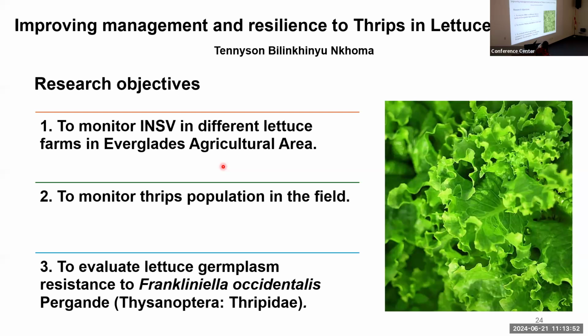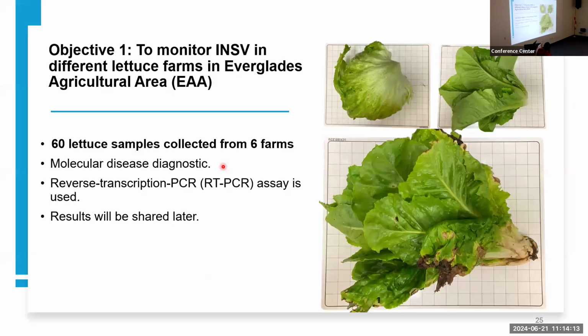The first objective is to monitor impatiens necrotic spot virus in different lettuce farms in the Everglades Agricultural Area. The second objective is to monitor thrips population in the field. While the third objective is to evaluate lettuce germplasm resistance to Frankliniella occidentalis, which is the vector. So today I'm going to present only the first and the third objectives.